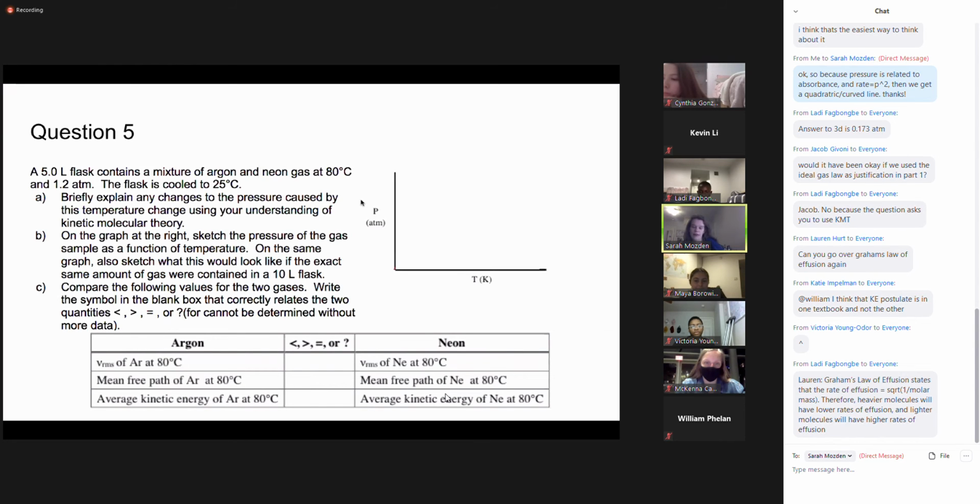And finally, average kinetic energy. Can someone explain why those are equal? Harveen, go ahead.